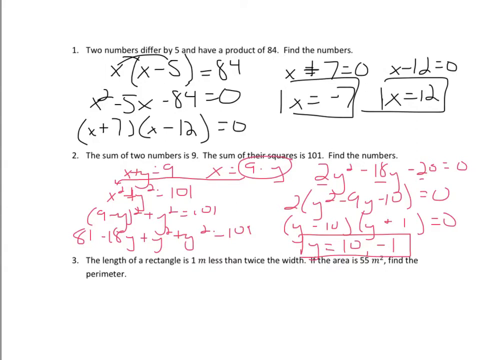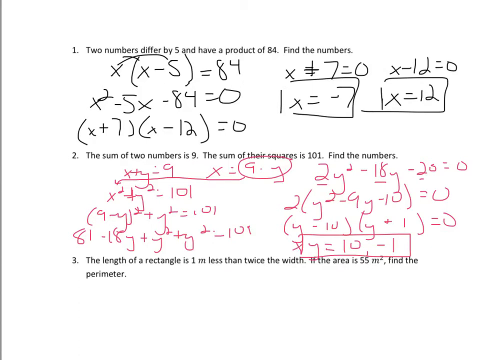Oh, hold on a second. This is the answer for y. It actually is the same answers for x. If you plug this back in for x, you're going to get the exact same answers. If you plug in 10 for y, x can be negative 1. If you plug in negative 1 for y, the answer for x can be 10. So it's the same thing either way.